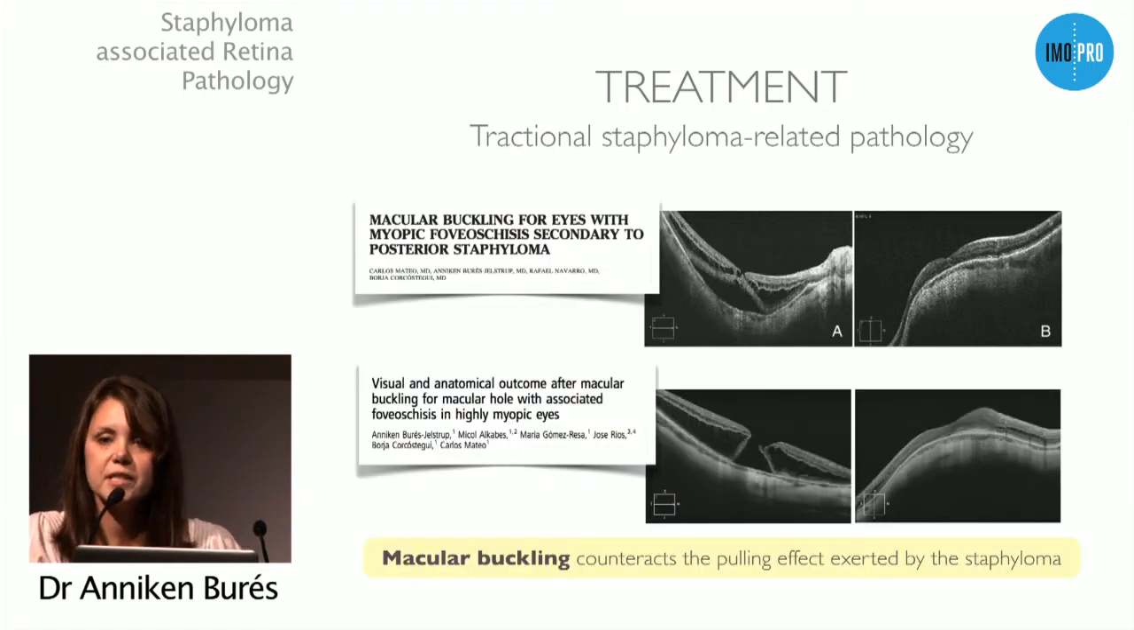So if the main problem is the staphyloma, what do we do about that? Well, we can correct it by means of a macular buckling. If we place a macular buckle beneath the posterior eye wall, this can counteract the pulling effect that is exerted by the staphyloma, and it definitely releases all tractions. So we have good anatomical and functional results with the macular buckling for these kinds of complications.